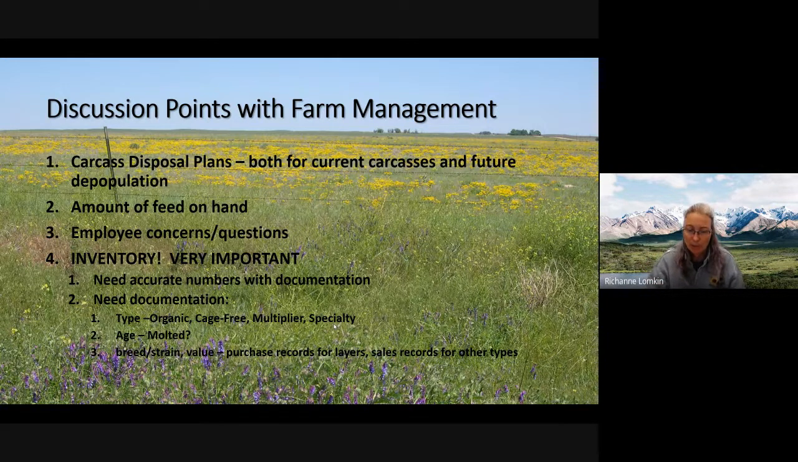If you have purchase records for layers or sales records for other types of these birds, that may help when we're negotiating indemnity. Probably less so now than it did in 2015 because we've come up with other ways to figure out indemnity since then, but it certainly won't hurt to have those records available just in case, so that we have all the information that is available to make these decisions on.